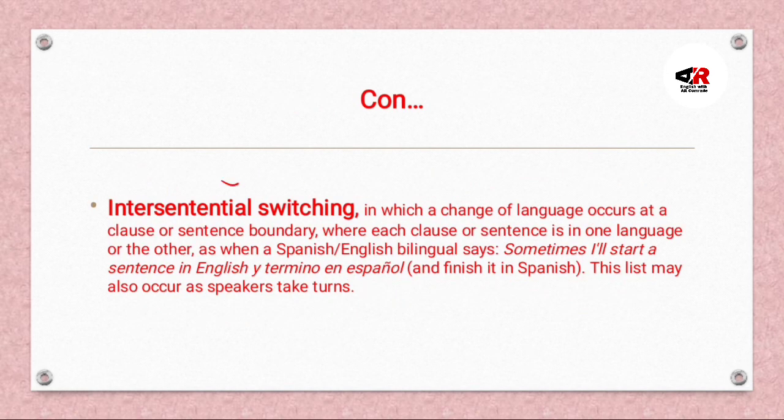The third is intersentential switching, in which a change of language occurs at a clause or sentence boundary, where each clause or sentence is in one language or the other. As when a Spanish English bilingual says, sometimes I will start a sentence in English and termino en español, and finish it in Spanish. This switch may occur as speakers take turns.